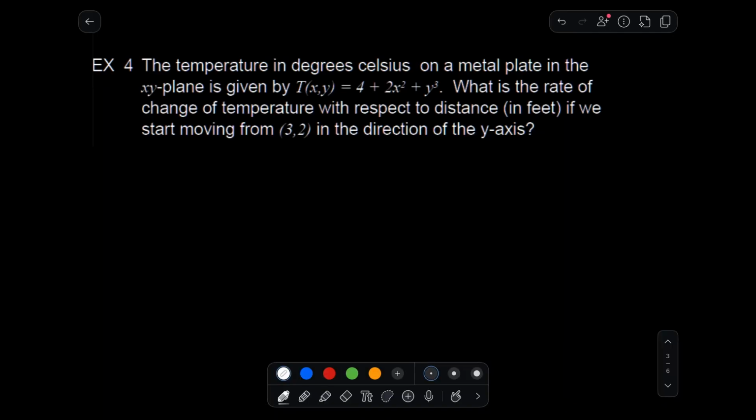Now, in example 4, we're given the temperature in degrees Celsius on a metal plate, and the xy plane is given with this function.